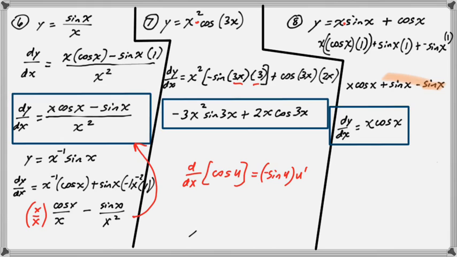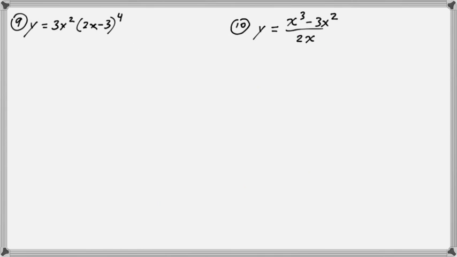Yes, when I did a product rule here in 8, let me change the color. I did u is x, v is sine. So this is u is x, this is v prime, the derivative of sine is cosine, plus the sine, which is v, times u prime, the derivative of x is 1. So yes, I did a product rule on 8 and 7. Okay, I'm going to move on to number 9.